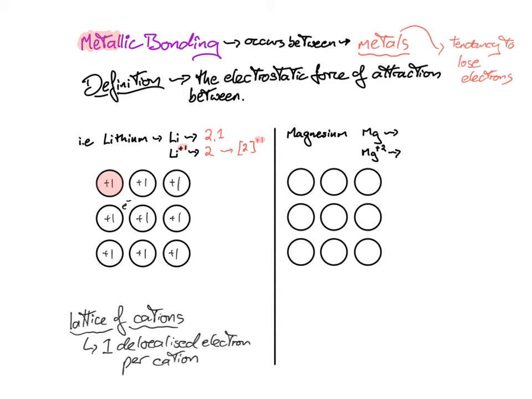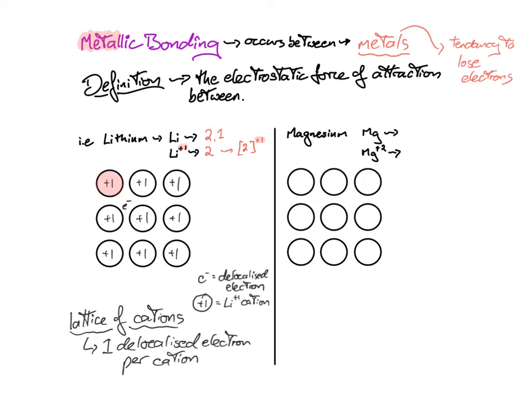E- equaling a delocalized electron. Of course, what I'm doing here is I'm writing a key. Might as well finish the key off. +1, what's that? That is a lithium plus cation. You can write lithium plus, probably better to write lithium +1.